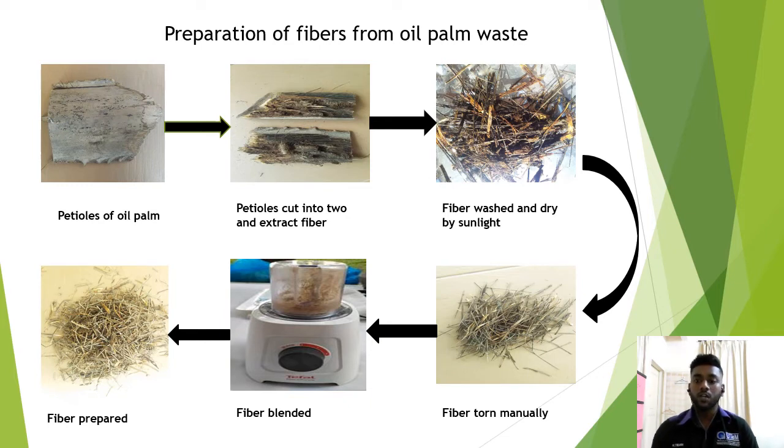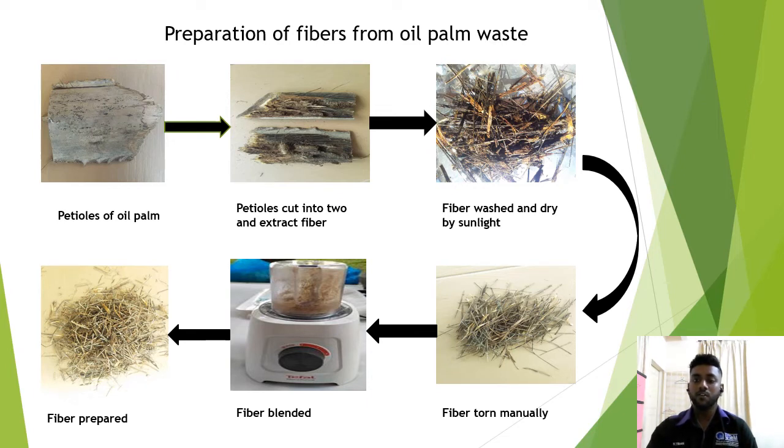We need to cut into two pieces in order to extract the fiber inside the petioles by using a knife, like a mechanical retting process. So every step is done manually.